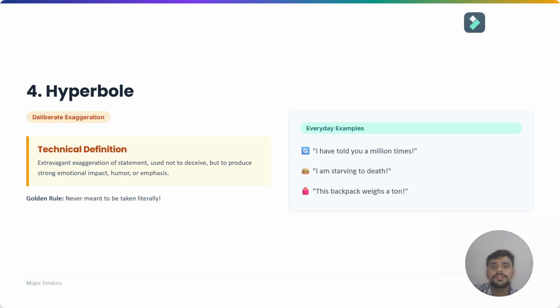Now, are these meant literally? What do you think? Correct, none of these are meant literally. When you see an impossible or wildly excessive statement, ask: is the speaker deliberately exaggerating to create emphasis? If yes, think hyperbole is the correct answer.